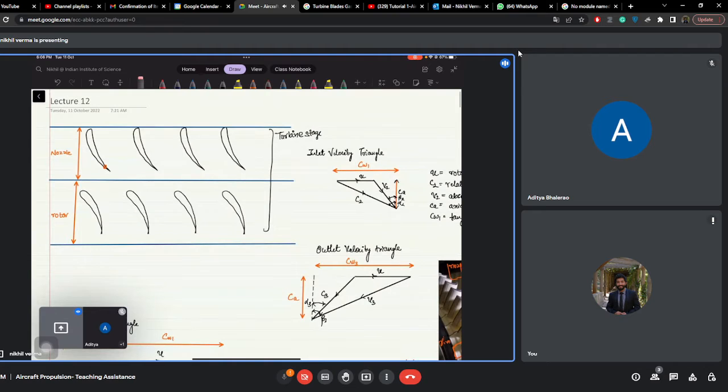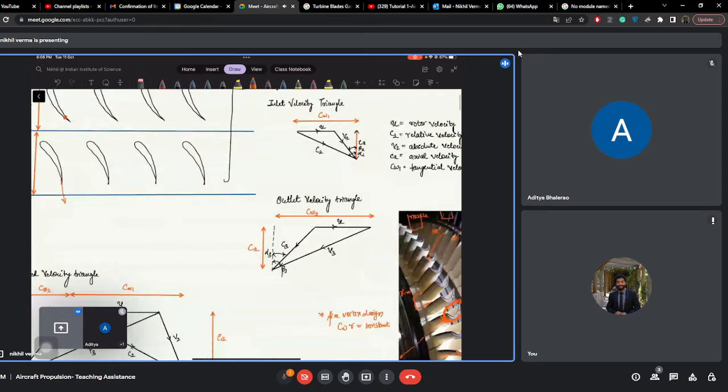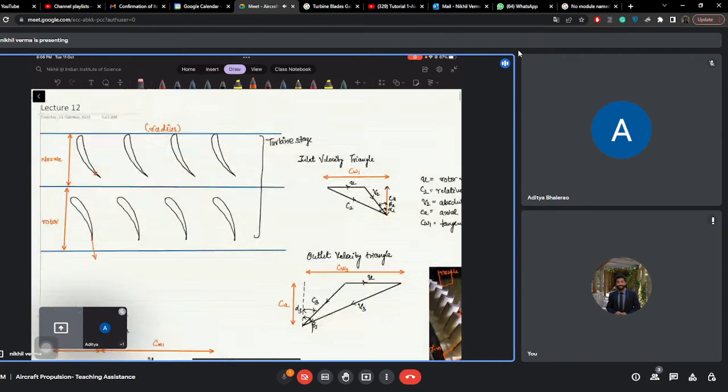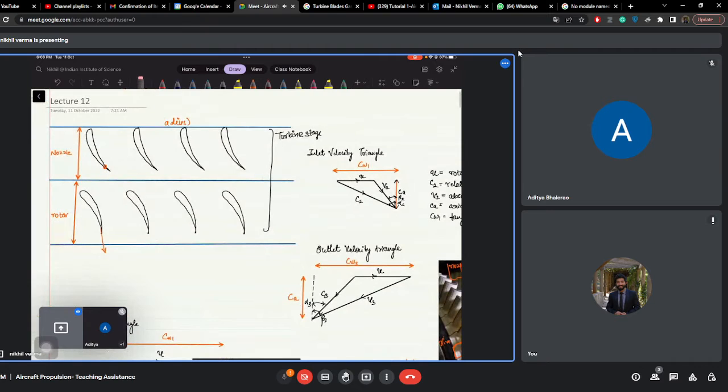It is to be noted that this is made at a particular radius. The profile of the blade might vary along the radius also. So generally what we do is we study the velocity triangle at the mean blade radius. So what does it mean?